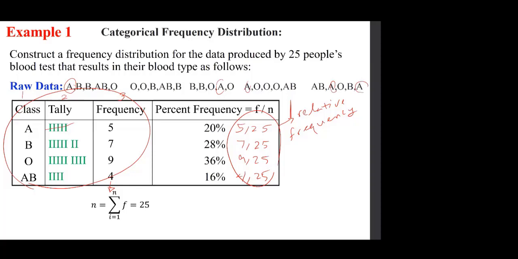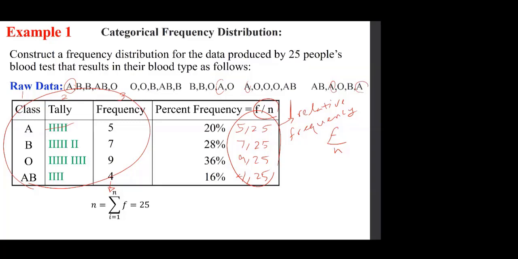And then any relative frequency can be changed to a percent frequency. In essence, both of them are the same, but there's a slight difference between the two. They end up being the same number. I want you to know that. So the relative frequency is f over n, the formula that you see here. You can change it to a percentage and call it percent frequency.